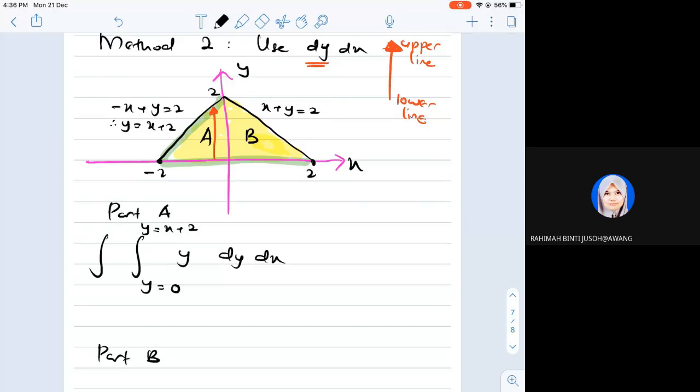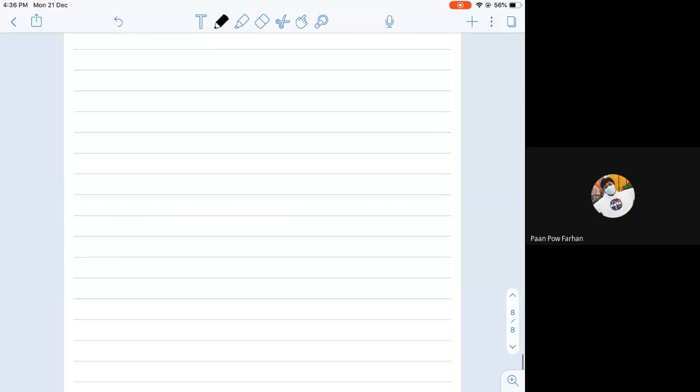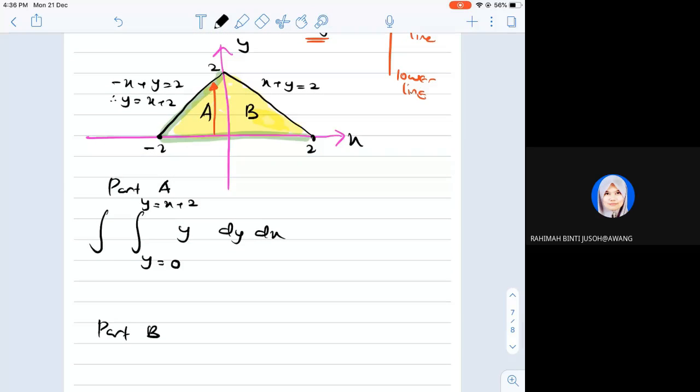Okay, now the limit of x. Remember, outside here are points. So the coordinate of x should be from? 0 until -2. Negative 2 is smaller, so we should have -2 until 0. Okay, so settle on part A.